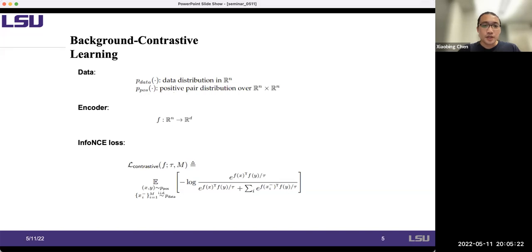So here is some background and the introduction of contrastive learning. Here we use p_data to denote the data distribution in n-dimensional space, and p_positive represents the positive pair distribution over the R^n times R^n space. And here we use the encoder f, which maps the inputs into the d-dimensional latent space. And here is the InfoNCE loss. It's commonly used in contrastive learning. The numerator calculates the score between positive pairs, and the denominator includes the negative pairs' scores.